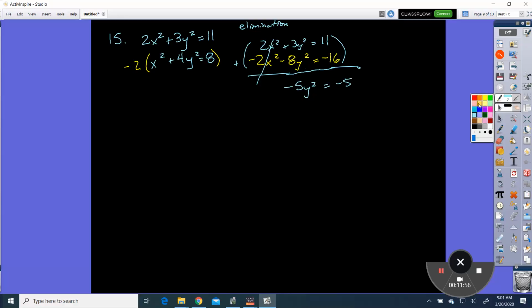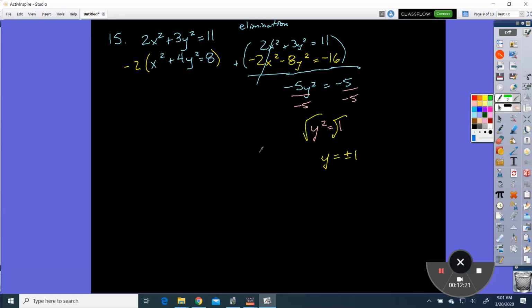Well, I'm going to divide each side by negative 5 because I want to try to get this y squared alone, and there's no other y, so I don't have to try to factor. And I also saw that they're both divisible by negative 5, so that'll make life easier. So I have y squared equals negative 5 divided by negative 5 is 1. So now to get rid of a squared, I can just square root it. So y equals plus or minus 1.